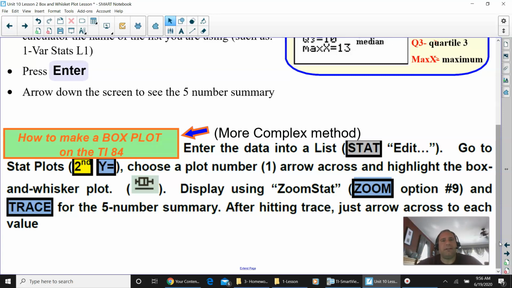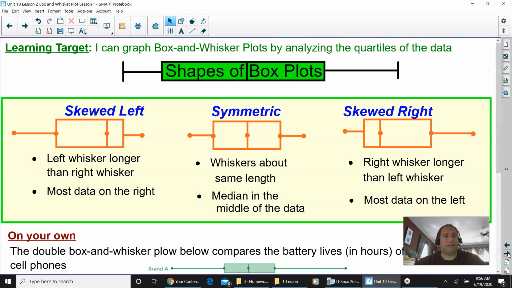I think it's easy enough once you have your 5-number summary to write down the box plot, and I think it takes longer using the TI-84 than anything. So if you do want to explore and actually try to do it, you could follow these directions right here.